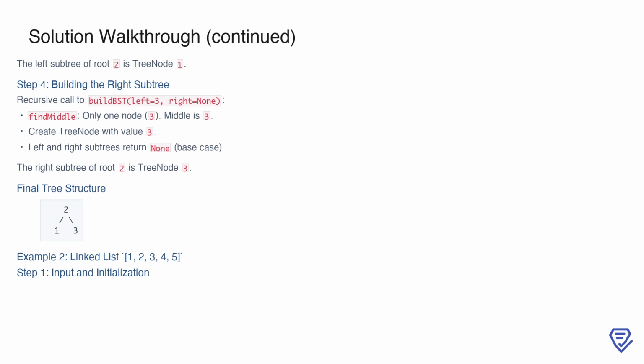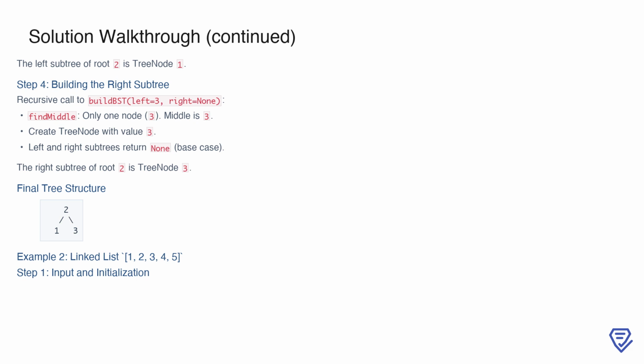Once again, the findMiddle function is used to locate the middle node. Here, both the slow and fast pointers start at 1. Since the range contains only one element, the middle node is directly identified as 1. A tree node is created with the value 1. At this point, we attempt to construct the left and right subtrees for this node, but both calls to buildBST hit the base case and return none, as there are no elements left to process.